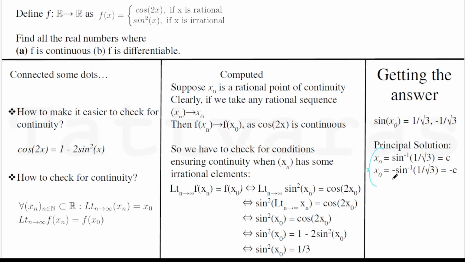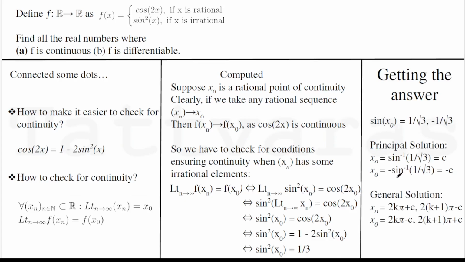But is this the only solution? No, because trigonometric functions have periodicity associated with them. So a general solution when sine inverse is involved is this. And because we have two solutions, there will be two sets of general solutions. We can club this information, these two, and this information as well. Here k, by the way, is any integer. And when we club, we get this.